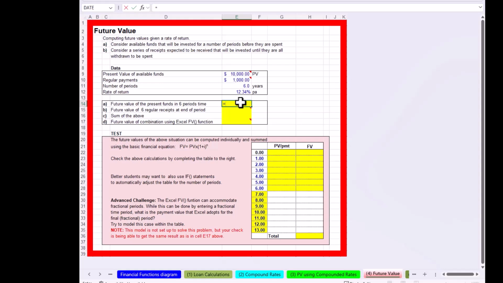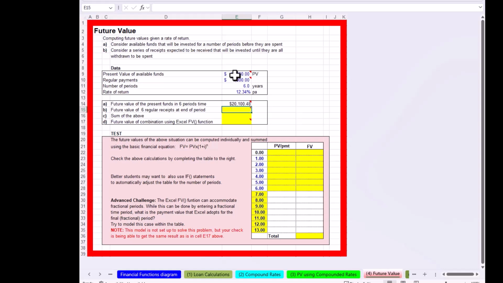So the future value of the present funds, that's the $10,000, can be worked out by using the FV function in Excel. Here I have the rate, I have the number of periods, I have no payments, I'm going to put in an extra comma, and then I'll put a negative sign for my sign conventions, the $10,000, and hit return, and I've got $20,000. So in 6 years time, earning 12.5%, 12.34%, the $10,000 becomes $20,000.